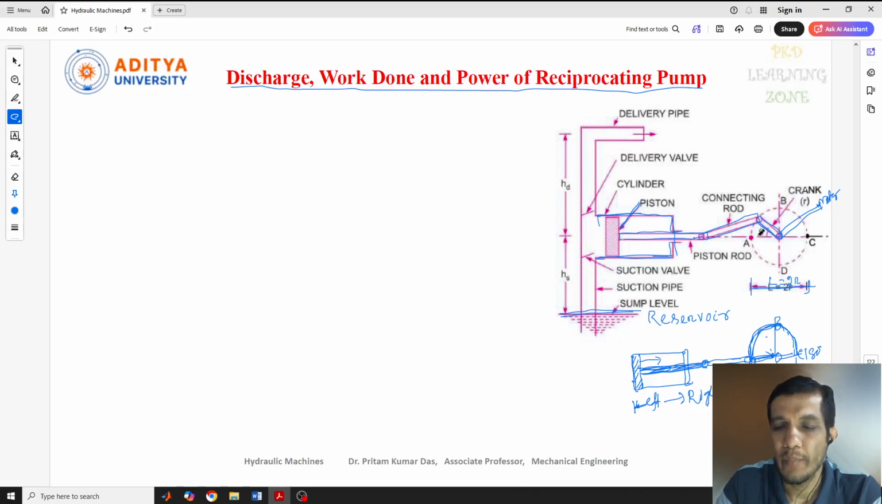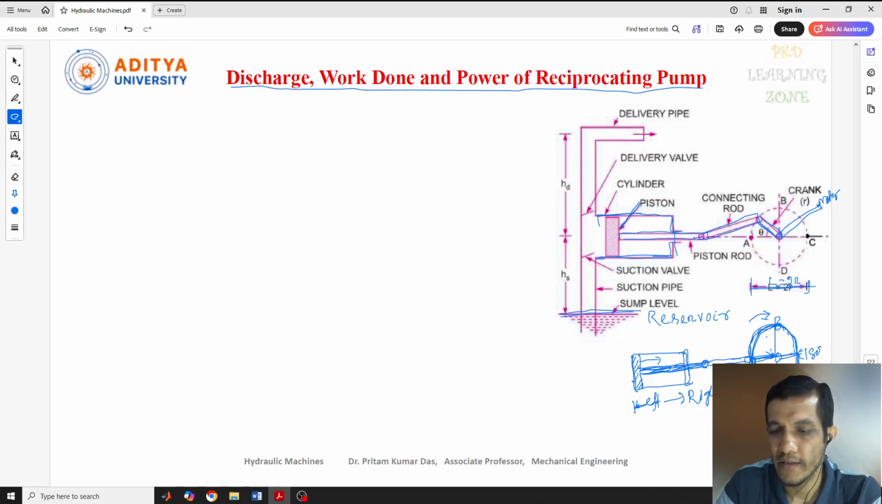When it completes one revolution, that is A to B, B to C, C to D, and D to A, then the discharge will come. When the piston came here, half a revolution was completed. Then it will come back down again. That means this is the forward stroke, and this will be the backward stroke.